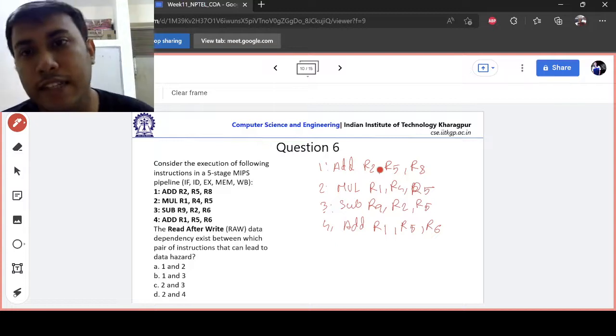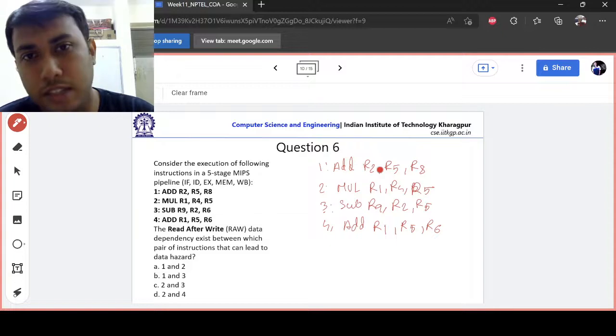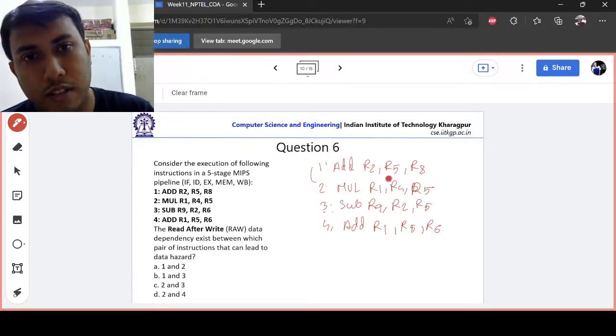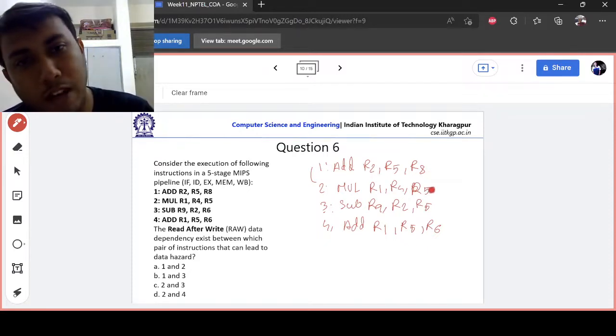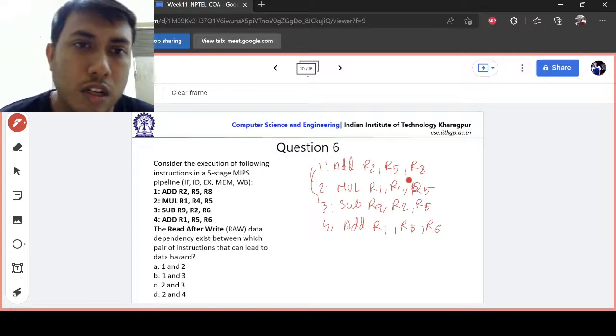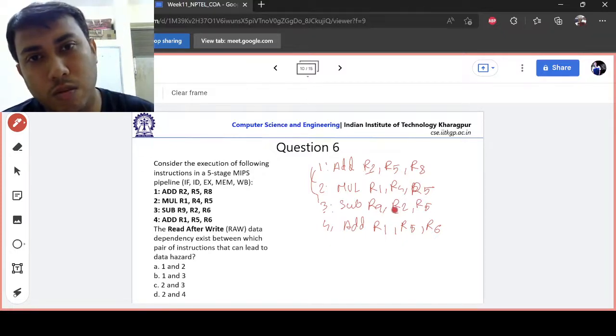That means a read is getting executed while a write is also occurring at some other instruction. So if you look between these two pair, 1 and 2, are there any common registers? No. These use 2, 5 and 8, and these use 1, 4 and 5. Next, between pair 1 and 3, are there any common registers? Yes, R2, R2. One is read, another is write.